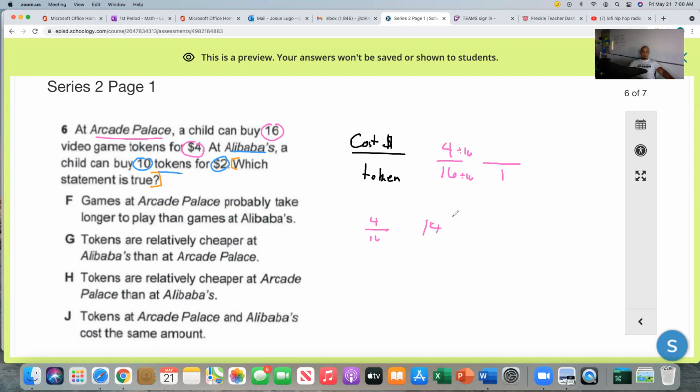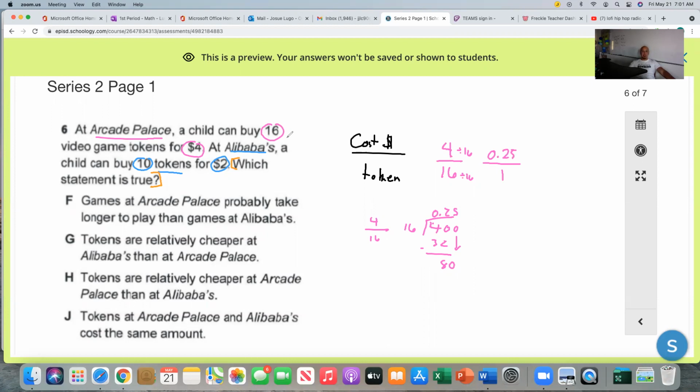16 can go into 4 0 times, but it goes into 40 twice, and that's going to be 32. And that's going to be a remainder of 8. All right, let's keep going. So let's bring down the 0. And 16 can go into 80 exactly 5 times, I believe. Yeah, so it's like 25. So in other words, it's going to be 25 cents for one token. 25 cents for one token.